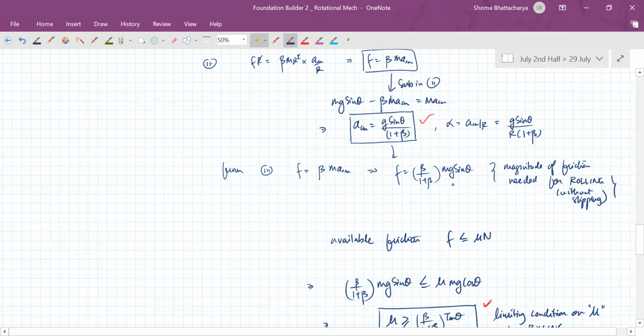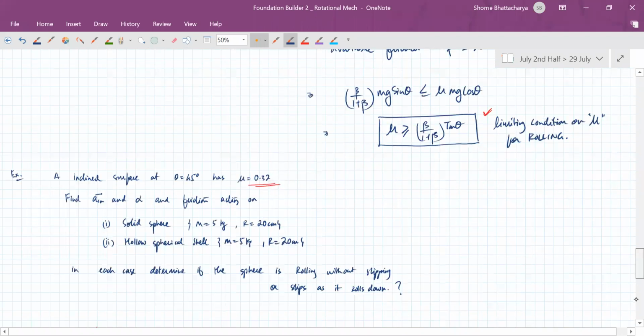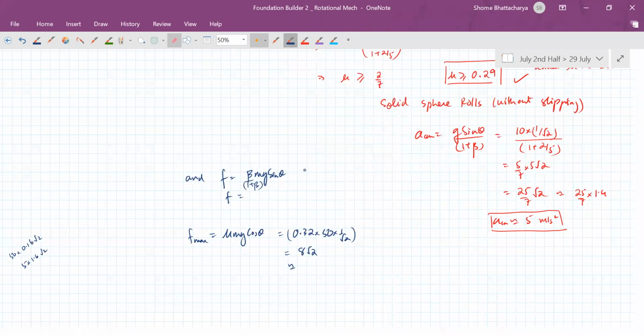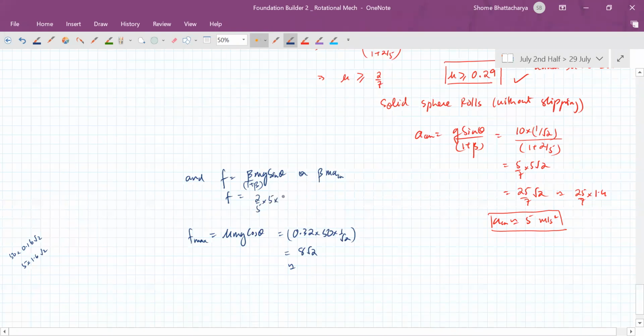So you have written beta upon 1 plus beta mg. Or we can use directly beta into m into ACM. Yeah, the formula is actually beta into m. So in this case, it is 2 by 5 into 5 kgs into the acceleration, which is 5. So the friction required is nearly 10 newtons approximately.